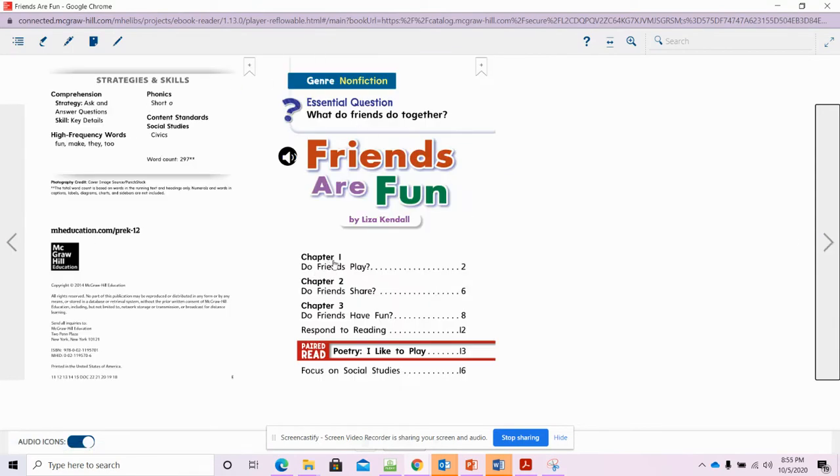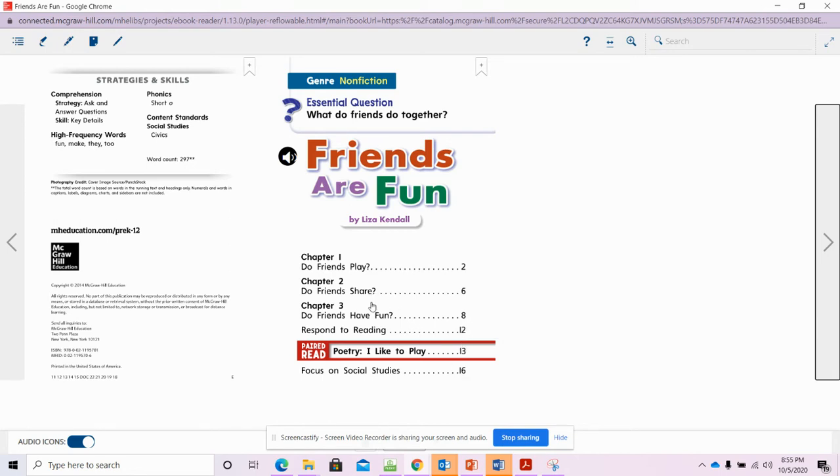Ooh, look it. This one has chapters. We are on the page that's called our table of contents. Remember, we've seen these before. So our table of contents tells me where I can find certain information. So right here it says chapter 1, do friends play? And I can find that on page 2 of the book. Chapter 2, do friends share? I can find that on page 6 of the book. Chapter 3, do friends have fun? And I can find that on page 8 of the book, and so on and so forth.